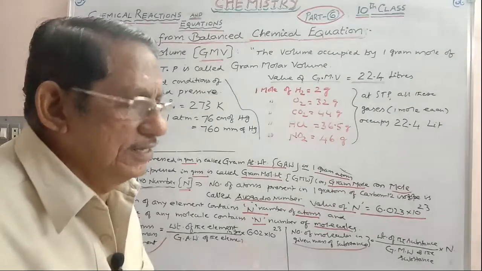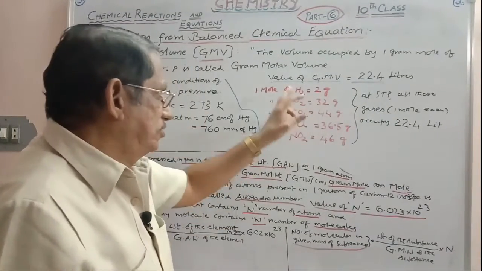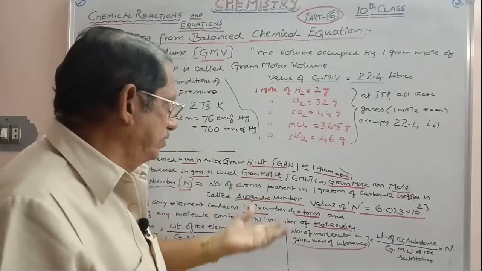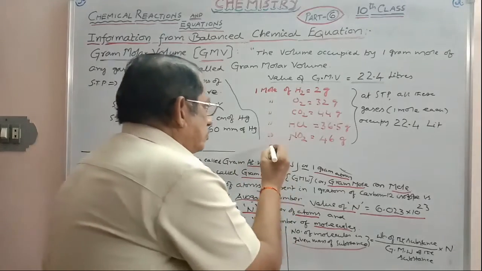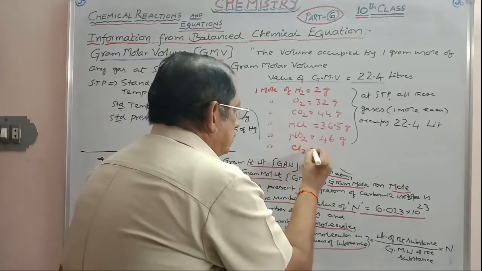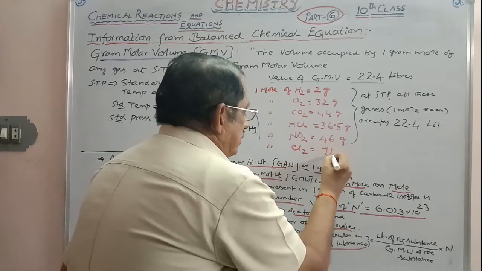For example, you can take any gas like hydrogen, like oxygen, like nitrogen, like chlorine, like CO2. You can also take chlorine gas here. This is equal to 71 grams.